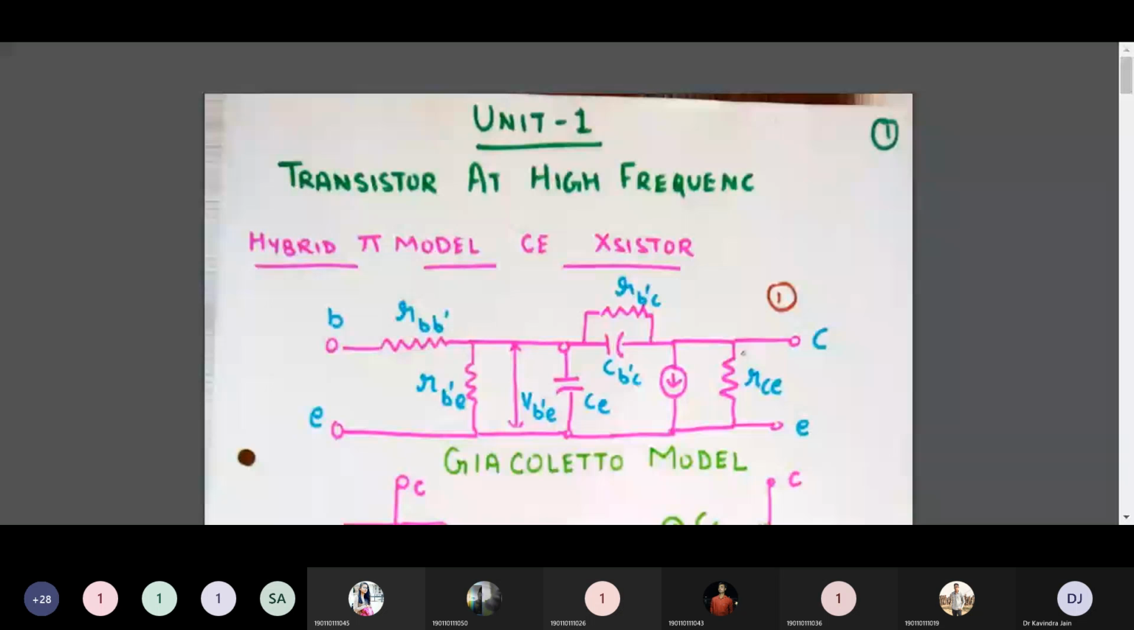Please note down: hybrid pi model, CE transistor. For this particular topic, there are a few definitions that you must understand to define the terminologies written in the diagram. I hope the diagram is very clear and you have noted each abbreviation and notation. Please do let me know if anyone has not noted.